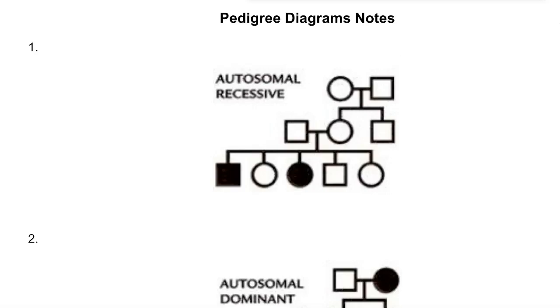So what we're talking about today is pedigree diagrams. And these have been around a very long time, longer than DNA sequencing. And they've probably been doing this before the advent of an understanding of what DNA is. And essentially, this is a family history.